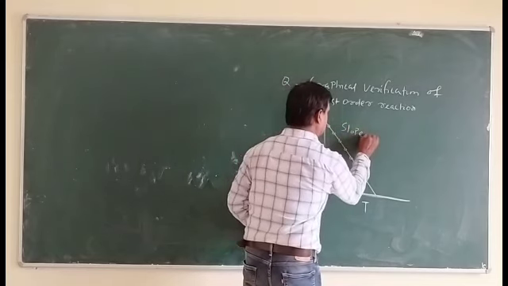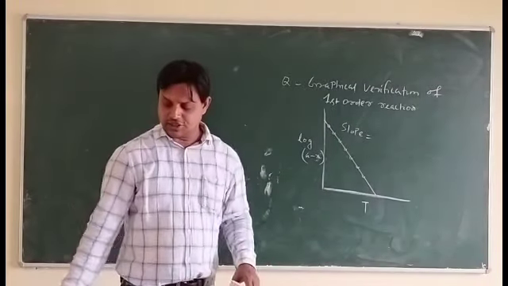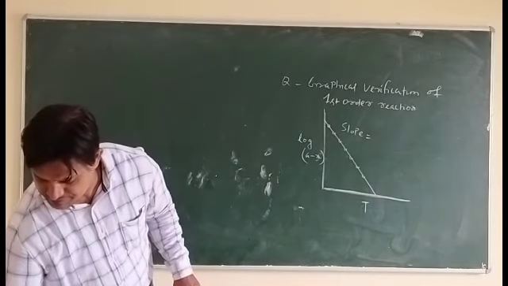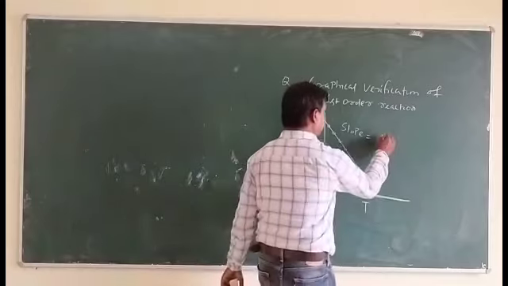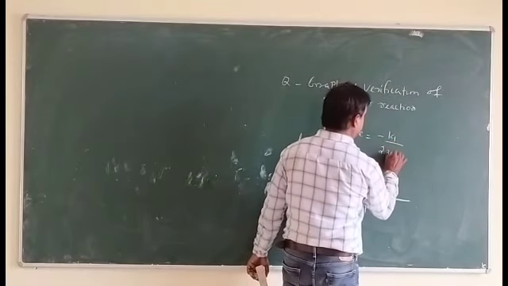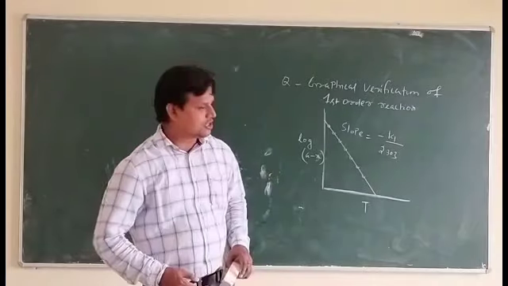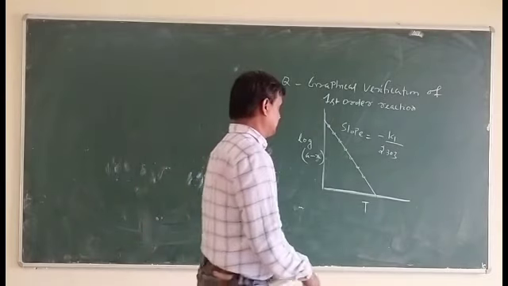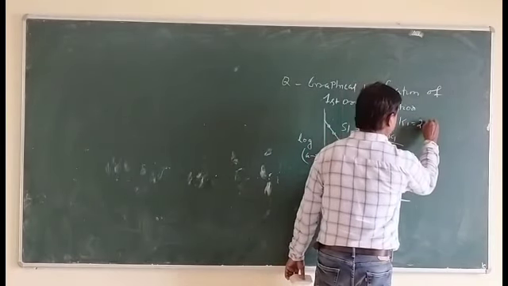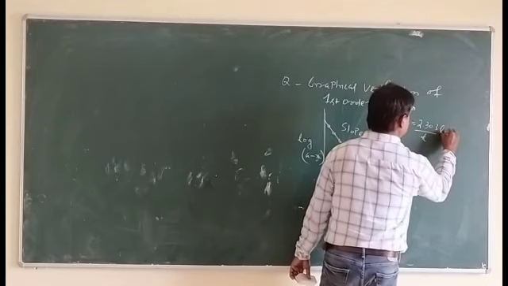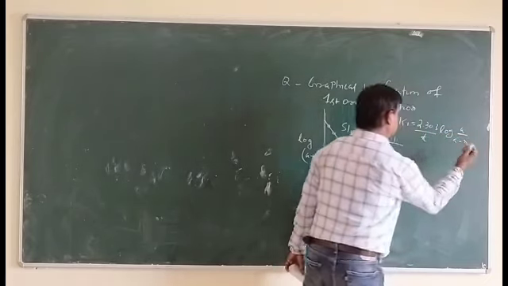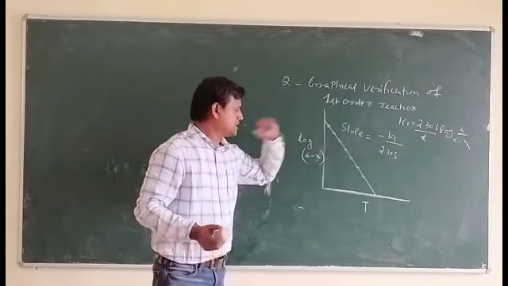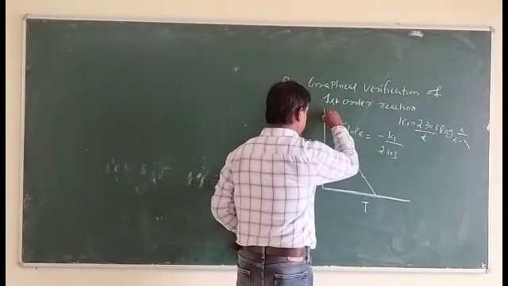and the slope of the graph is equal to minus k1 by 2.303, because we know for first order reaction k1 equals 2.303 by t log of a by a minus x. If you solve and draw a plot between log of a minus x versus t, we will get this type of graph.